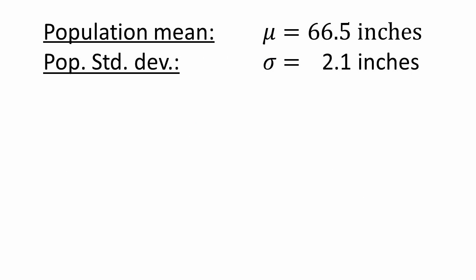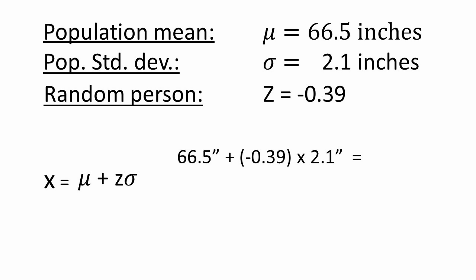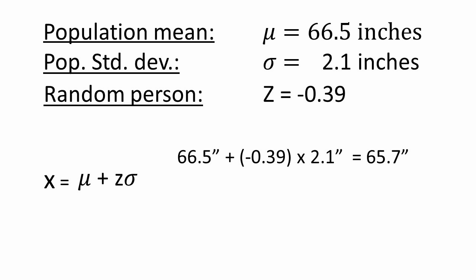You can convert this z-score back into a height if required. Remember, the z-score is just how many standard deviations a person or object is from the mean, and this person is 0.39 standard deviations below the mean. To convert this into a height, take the mean and add to that the product of the z-score and sigma, which is the standard deviation. Maybe you should write this formula down too. The answer to this problem would be 65.7 inches.